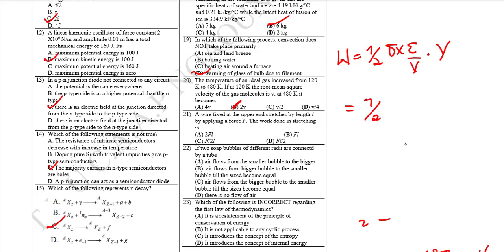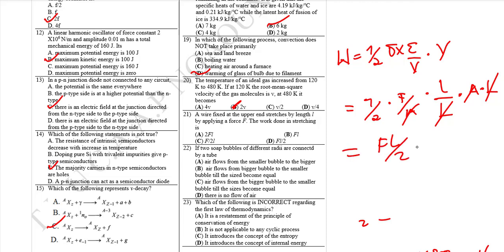So what do we have? That will be a half. The stress is the force per unit area. The strain per unit volume, we have the extension. Strain is extension divided by original length, so I'll call the original length capital L, and I'll call this extension L. Then that will be times the volume, which is our area times capital L, the original length. So L and L we cancel, A and A we cancel, so we'll be left with FL on 2. Correct option D, FL on 2.